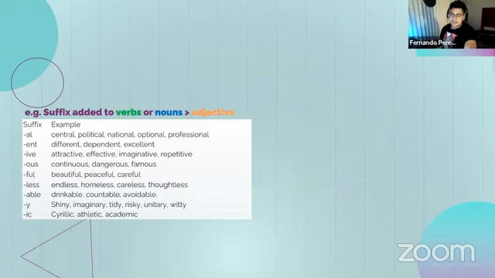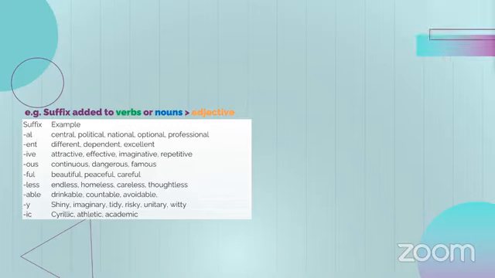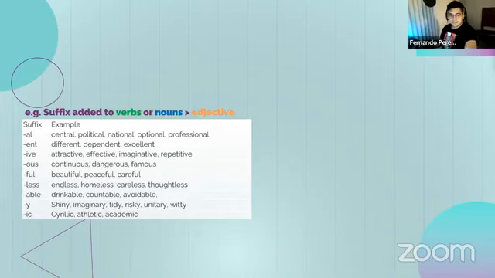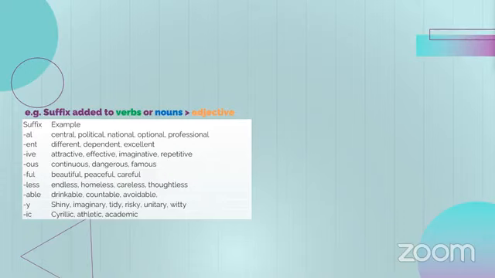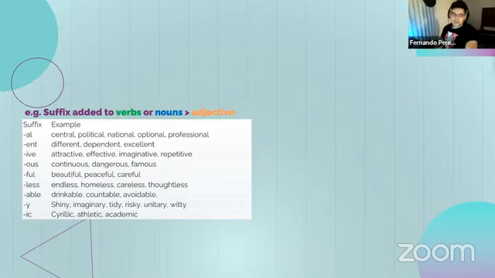Okay, let's start with Jimena. Help us with the first list. Suffix added to verbs or nouns. For example, the suffix al in the words central, political, national, optional, and professional. Good, good. For good pronunciation, no issues.